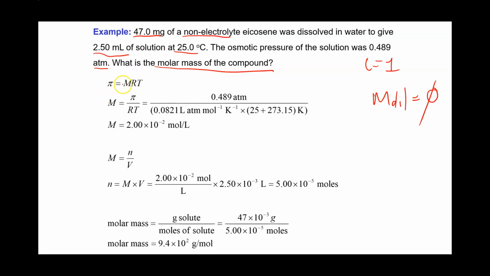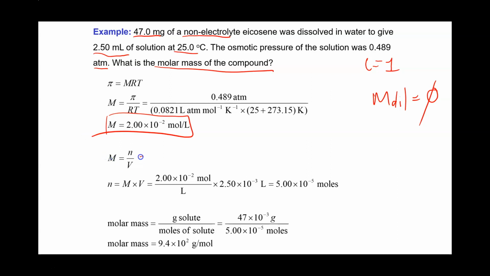So the osmotic pressure is equal to MRT, where M is the molarity. So the molarity of our solution is equal to the osmotic pressure divided by RT. So we get our molarity here. It is 2 times 10 to the minus 2 moles per liter.